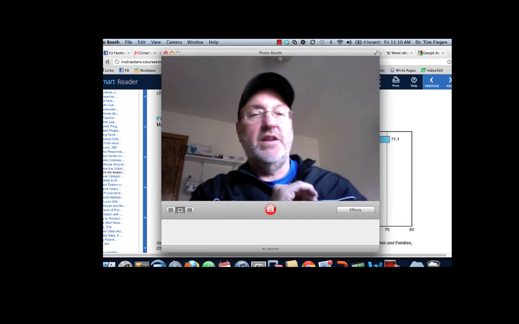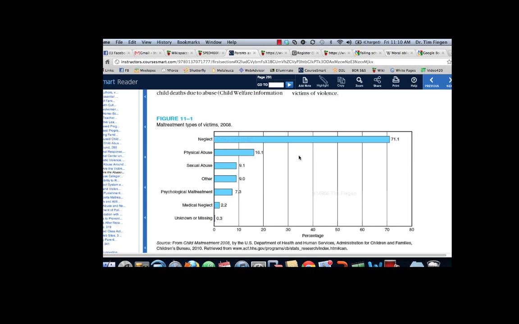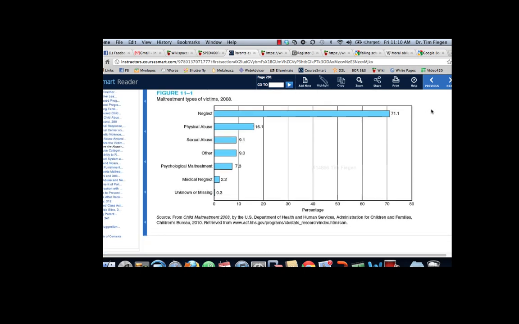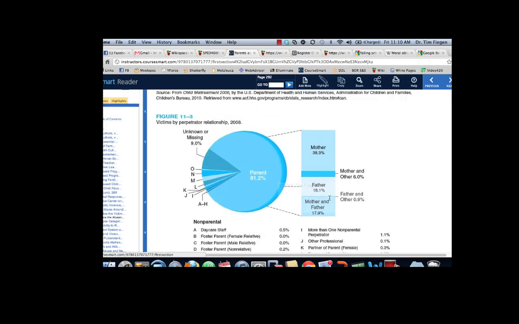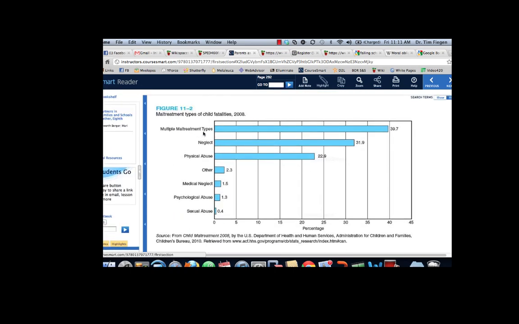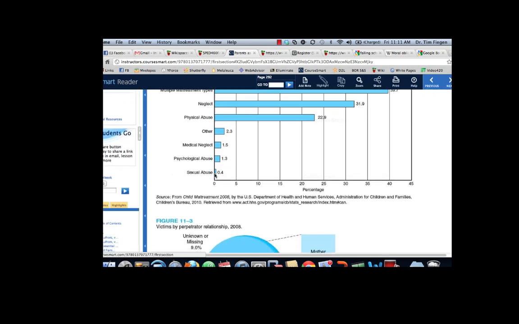But our biggest one in this country, and your challenge will be this one, neglect. And so what level of that is acceptable and can you deal with? And you have to kind of monitor it. And this is interesting too, the different types of maltreatment. Multiple ones at the most, but neglect again, physical abuse, and so on.